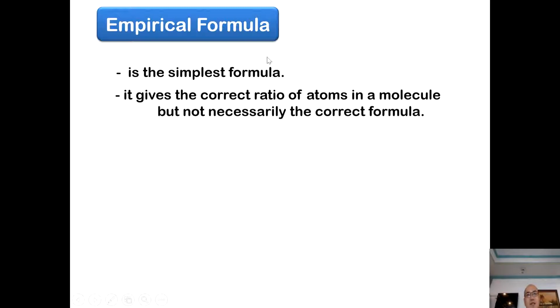It does not tell us the actual number of the atoms, just like the cake. When you say one half of the cake, it does not mean that the cake is divided into two and only one part of that cake is given to the visitor. But in actual, 8 parts of the cake were distributed out of the 16 parts. So that is basically the definition of an empirical formula.